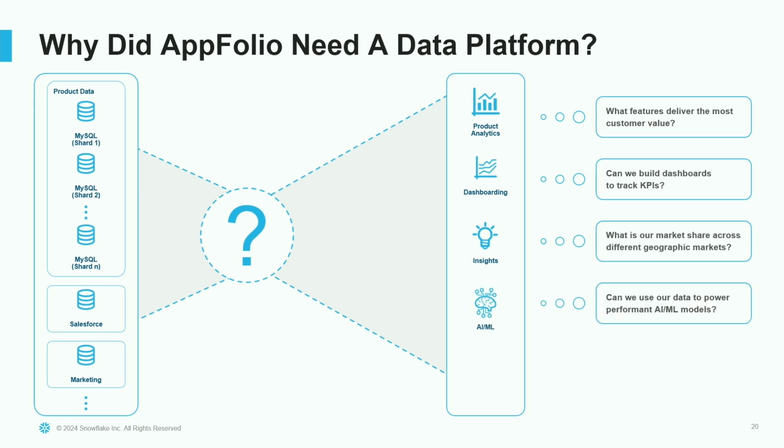Within the AI and ML space, can we use our data to power performant AI and ML models? And from a risk and fraud analytics perspective, we wanted to know, how do we detect an anomalous behavior on our platform? Since we run a large payments business, it's imperative for us to monitor transactions and trends closely to help safeguard our customers and our business.